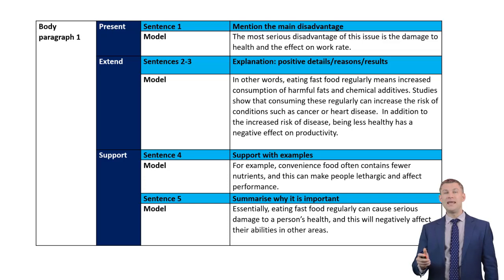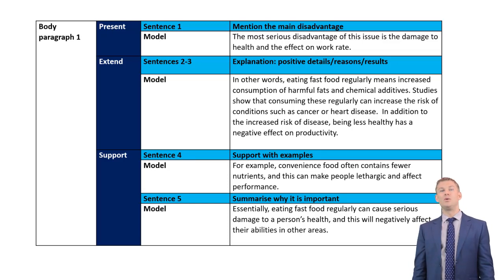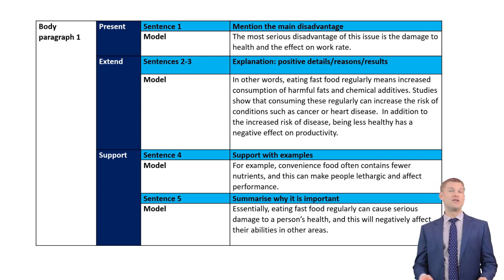Moving on now to body paragraph 1. Here we need to write about the side of the argument that we think is strongest. In this case, the disadvantages. Firstly, we state our main disadvantage in general terms. Key tip, don't be too specific here because it will be difficult to expand your answer.